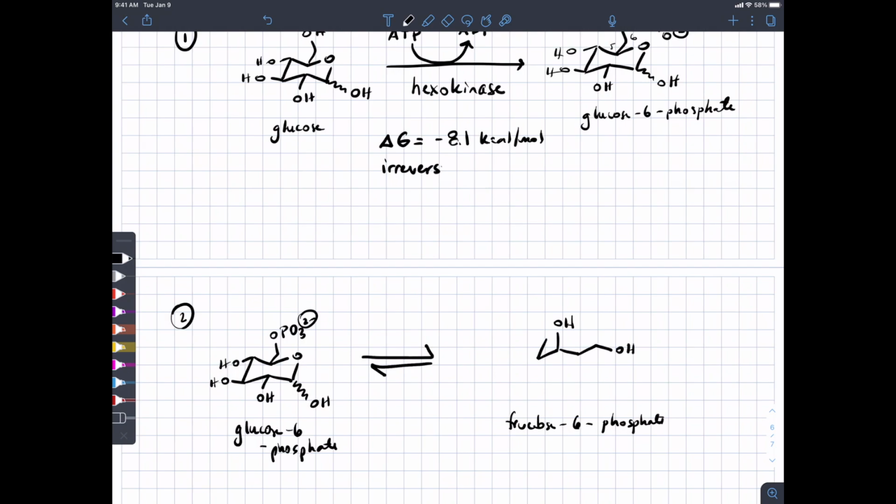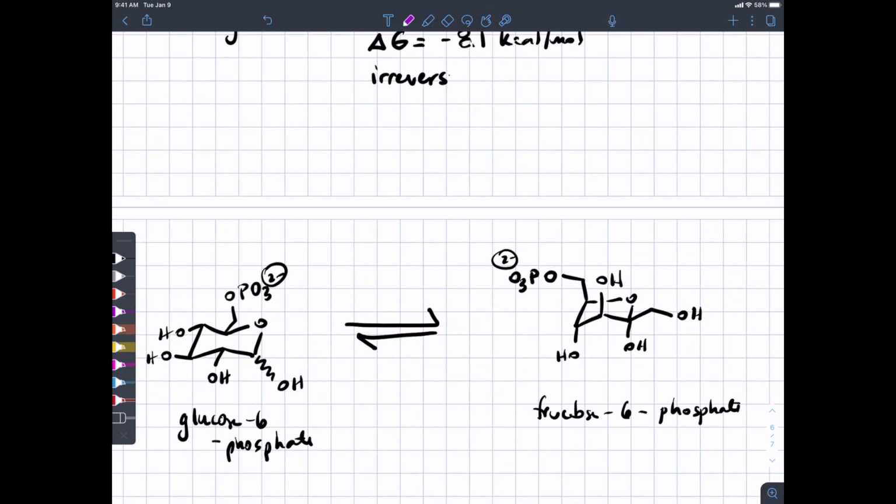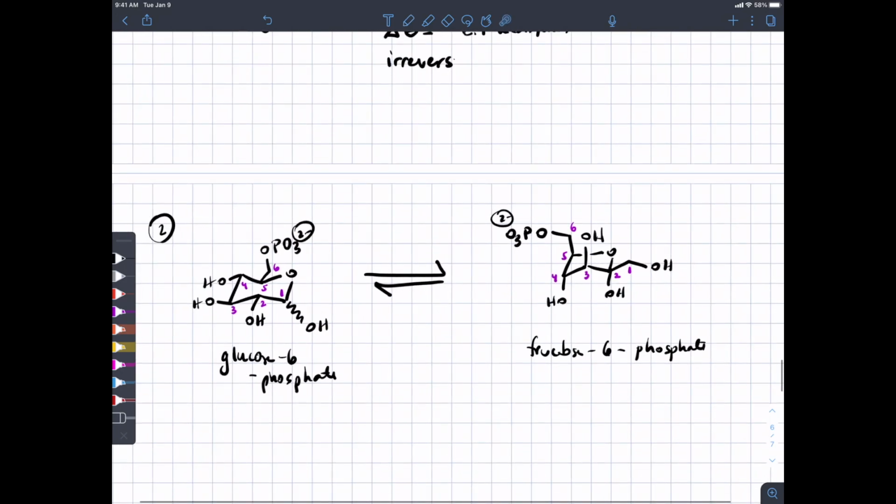So give me a second to draw fructose. Fructose is a furanose, that is, it has a 5-membered ring. It is a ketose in the sense that it is a ketone rather than an aldehyde. And I'm going to label the atoms of the ring 1, 2, 3, 4, 5, and 6. So you can see that we need to move the anomeric carbon over from carbon 1 to carbon 2.